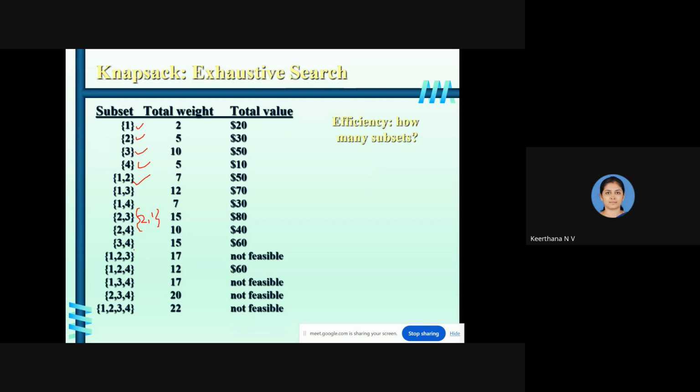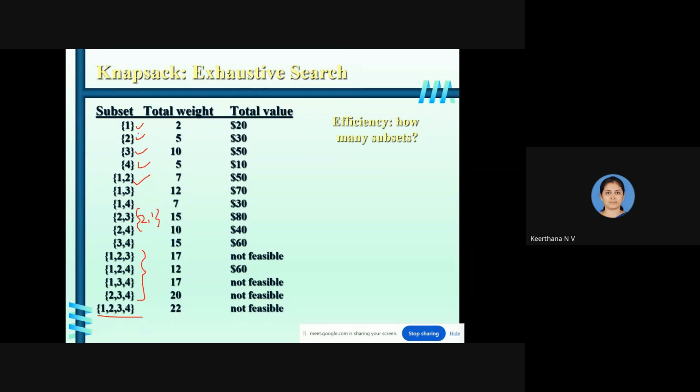Then again you will consider 3-element subsets with different combinations, that is 1, 2, 3 and 1, 2, 4 and 1, 3, 4 and 2, 3, 4, which will be different sets of combinations. So again, we will be considering the subsets. The total weight you have to consider.